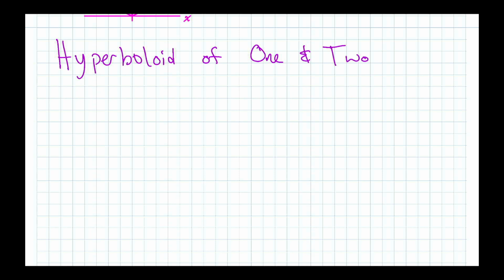So there are two things that we call hyperboloids. There's what we call a hyperboloid of one sheet and a hyperboloid of two sheets. So hyperboloids, hyperboloid of one or two sheets. Okay. And we'll see what makes them different when we try to plot it here.